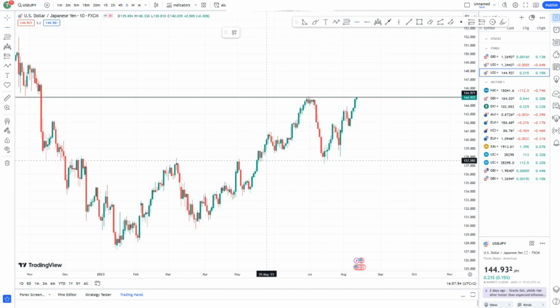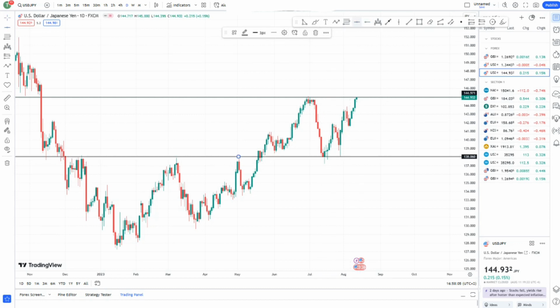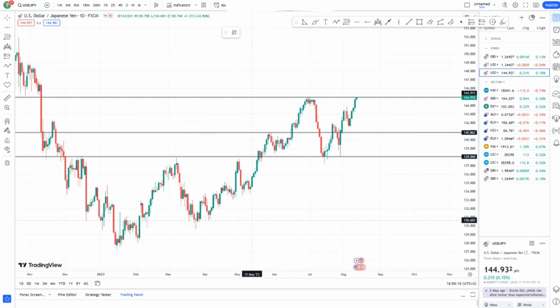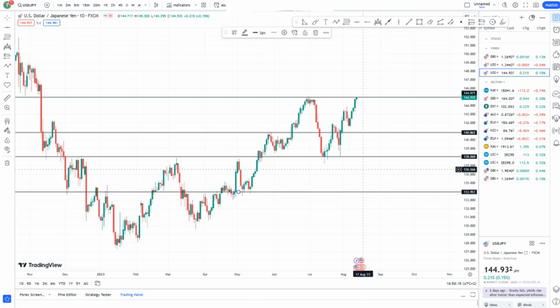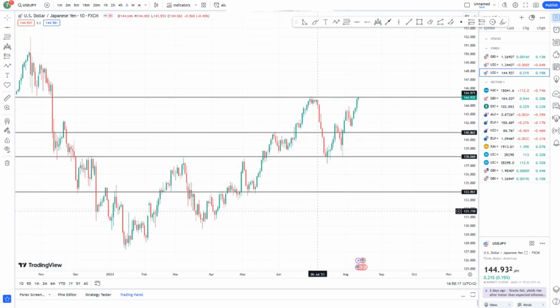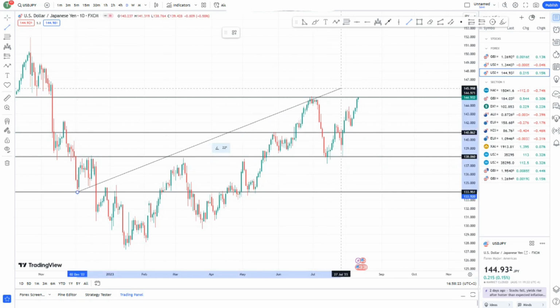Look at that resistance right there. You can see there's support right here. Now it's resisting right there. That support level. Practice, guys. You need to practice this thing. It becomes easier as you practice more and more. Trust me on that. So I think that's it for my support and resistance levels. I think now I can start drawing my trend lines.